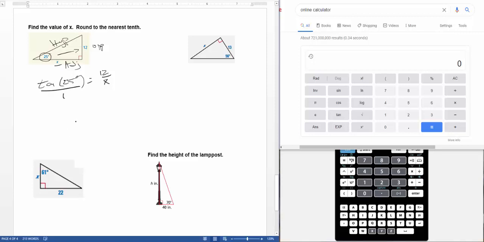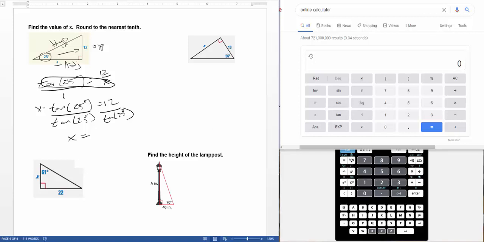Better yet, we'll put this under a 1. Cross multiply. We get x times whatever the tangent of 25 degrees is. That should equal 12 times 1, which is 12. Divide by whatever this decimal is, the tangent of 25 degrees, and therefore x is whatever 12 divided by the tangent of 25 degrees is.